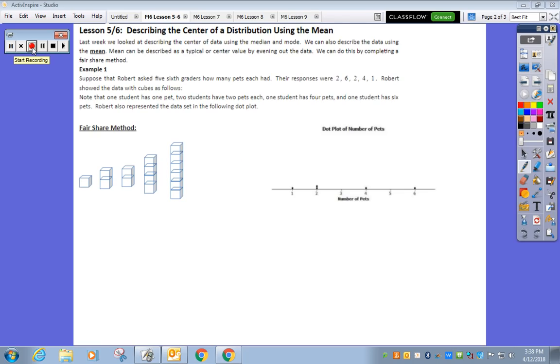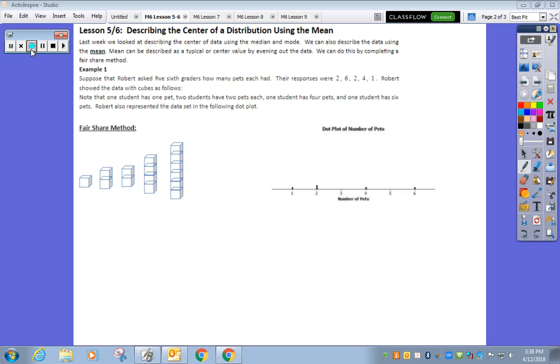The next lesson is a combined lesson of lessons 5 and 6, and we are going to be looking at describing the center of a data distribution using the mean. Last week we looked at describing the center of data using the median and mode. We can also describe the data using the mean. Mean can be described as a typical or center value by evening out the data. We can do this by completing a fair share method.